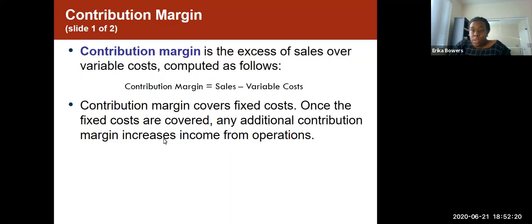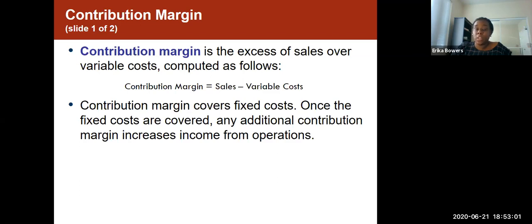The first thing we're going to learn, and you guys have to get this under your belt, is what's called a contribution margin. Our contribution margin is the excess of sales over variable cost, and it's computed as sales minus variable cost. The contribution margin is, what do we have left over from sales after we've taken out our variable costs that helps us to eat away at our fixed costs, or contributes to decreasing the amount of fixed costs?